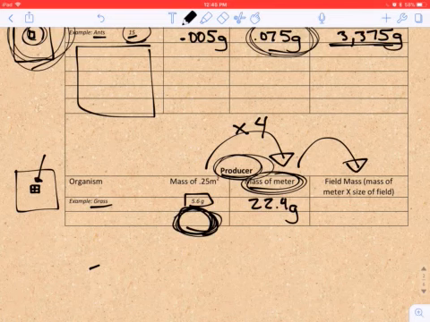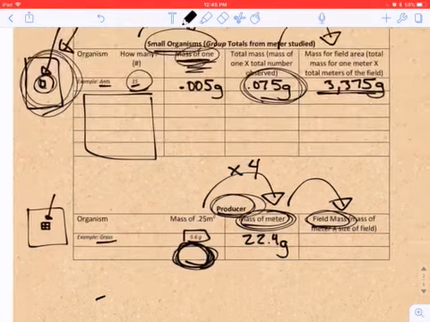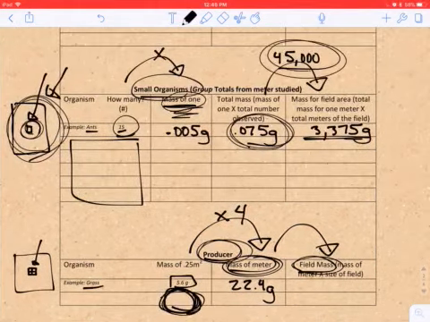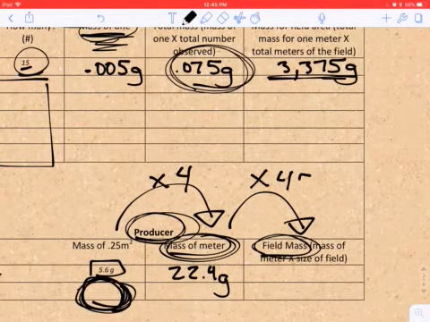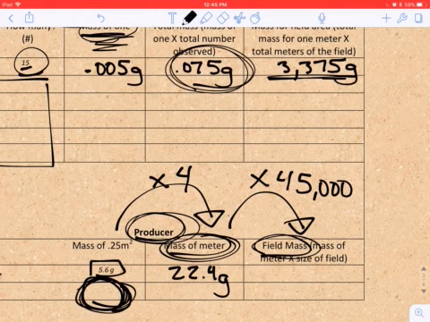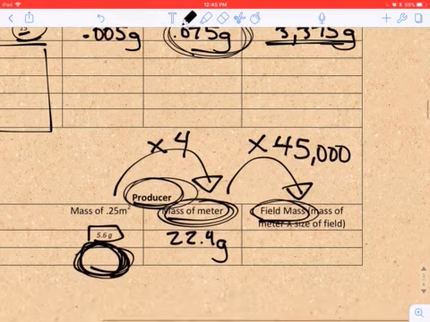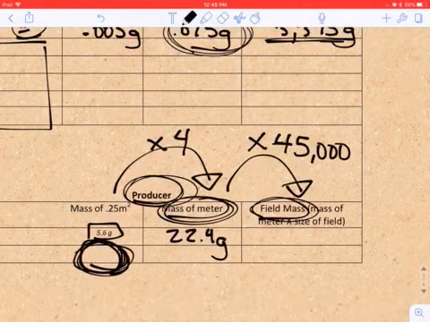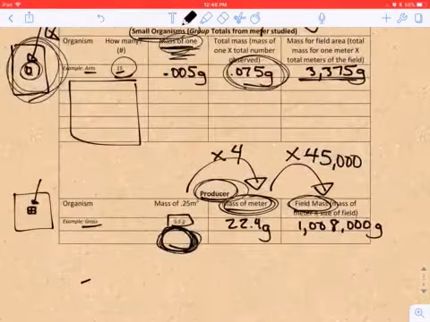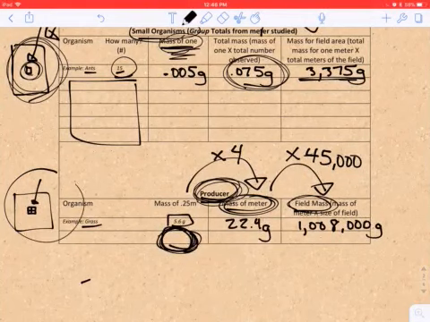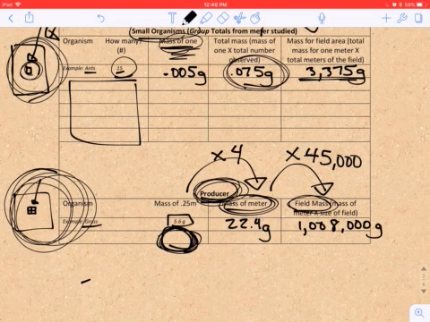Now we want the whole field again. So we go up and we take our big number again and we multiply it times 45,000, because there's that many meters in the whole field. And that's going to give you 1,008,000 grams of producer in your whole field, because we've now calculated our whole field.